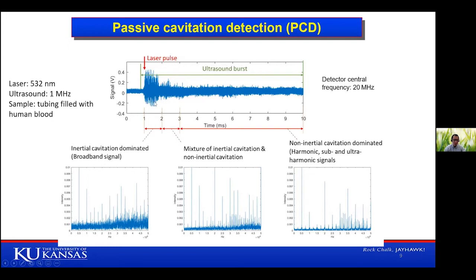And then there's a transition area here in the middle. After a while, because the laser is now gone, it's only ultrasound driving, that big bubble may break up into small pieces, small bubbles. And so you have this transition, a mixture of inertial cavitation and non-inertial cavitation. Non-inertial cavitation basically means small oscillation cavitation. And then of course, we come to the last phase, the third phase here, after a somewhat longer time of laser pulse. Then this time it becomes non-inertial cavitation dominant. And on this frequency spectrum, you can see clearly harmonics and particularly those subharmonics, which is a signature of a nonlinear bubble. So basically these are small oscillation bubbles. So those are some bubble oscillations.